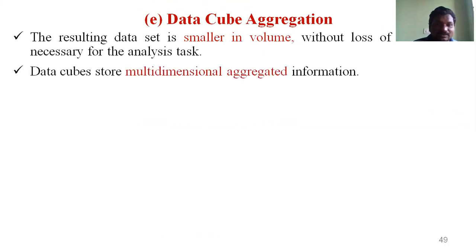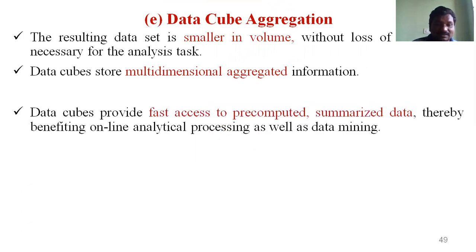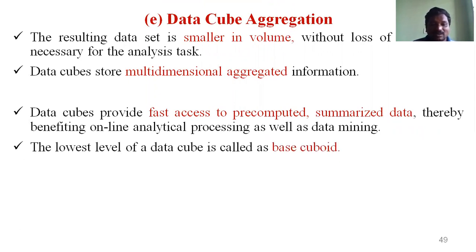Here the data cube stores multi-dimensional aggregated information. Dimensions consist of dimensionality data as well as the fact table data. The fact table is the central theme of a table that represents a fact, and the data cube provides fast access to pre-computed summarized data. The lowest level of the data cube is called the base cuboid, and the highest level is the apex cuboid.